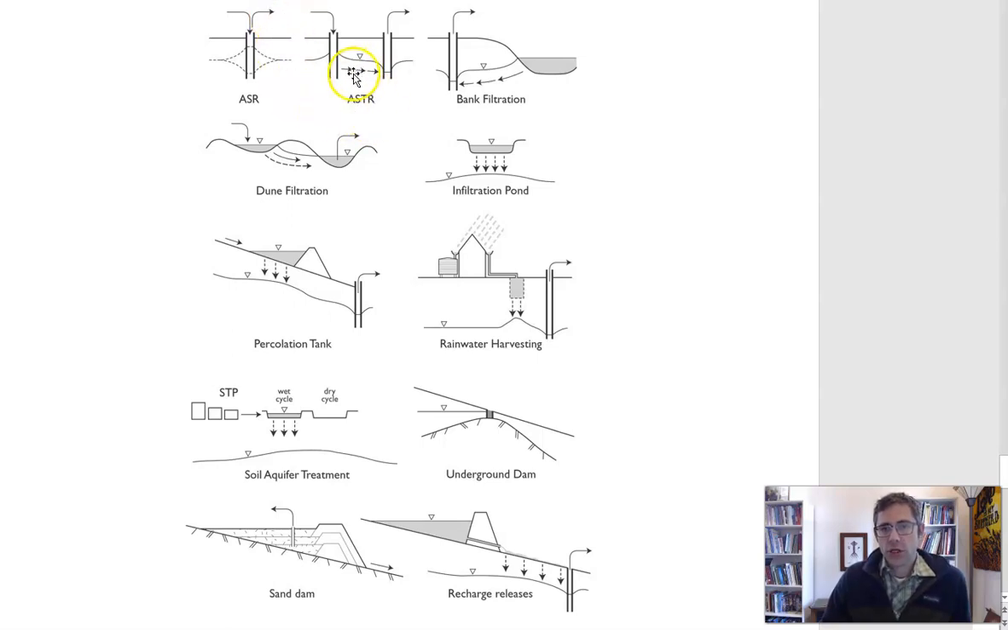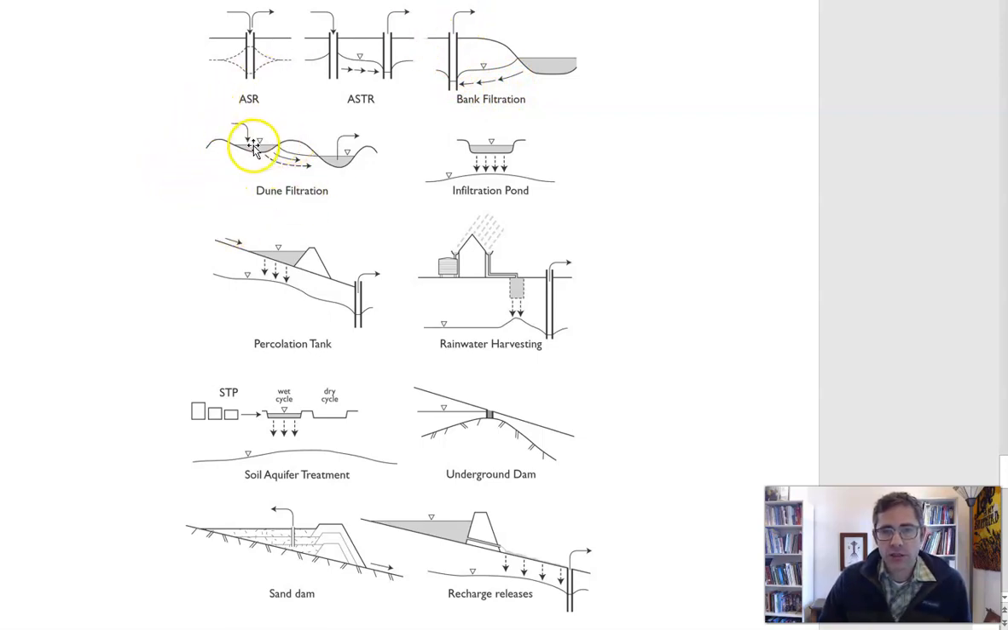Aquifer storage treatment and recovery, or aquifer storage transport and recovery, where we'd inject it in one well, allow it to flow to a second well before we withdraw it. Bank filtration is really just more of a treatment technique, where we've got water on the surface and we pump in wells that are near that river or lake, allowing the water to be filtered through the groundwater before we take it out to use.